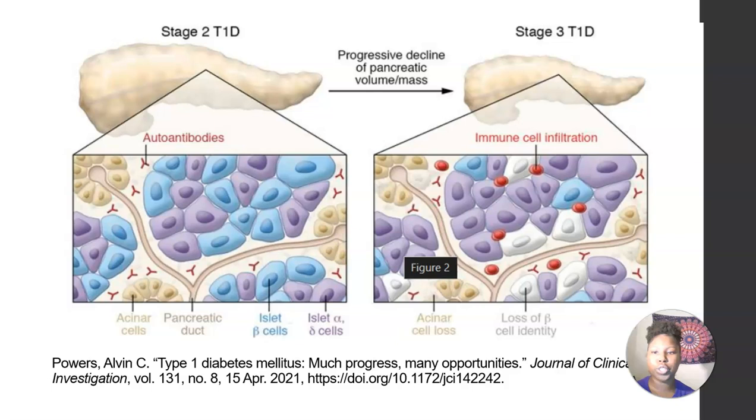I just wanted to show a clear difference between stage 2 and stage 3. You can clearly see that the pancreas is bigger here, and then we lose some mass as the beta cells are dying. And then we see the autoantibodies going in there, and they're targeting these beta cells, not B cells, but beta cells. And then we get here, and you see that these beta cells are actually dying.